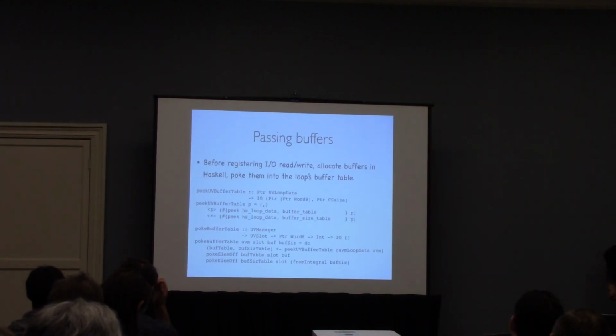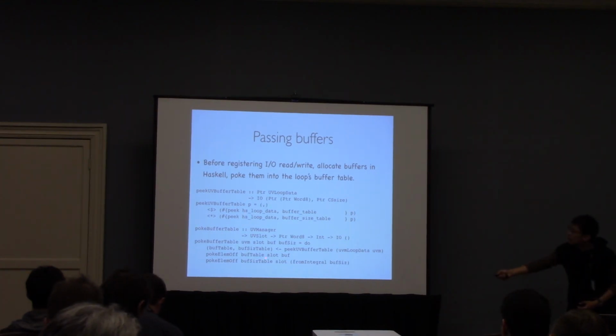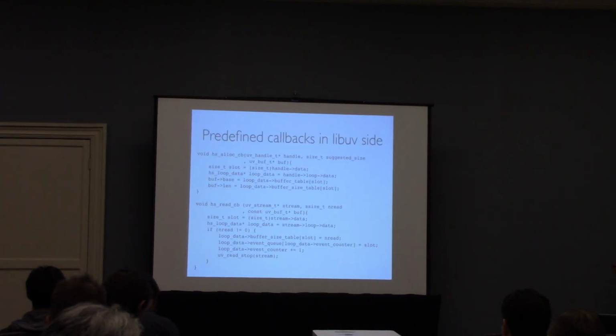Okay. So now this is the code for how we can pass in buffers. This function peeks the buffer table's pointer, and this function pokes the buffer into that table under the slot. Okay, so now we have to supply the callbacks. The callbacks are predefined.